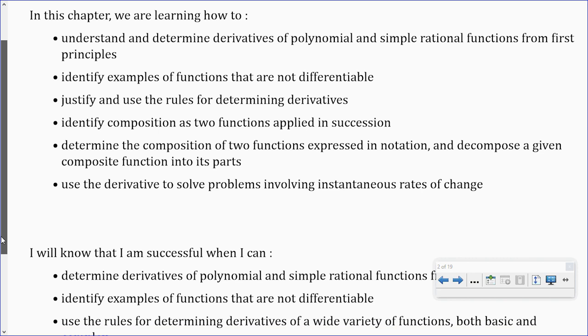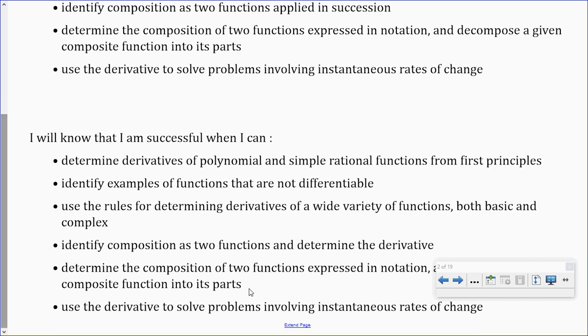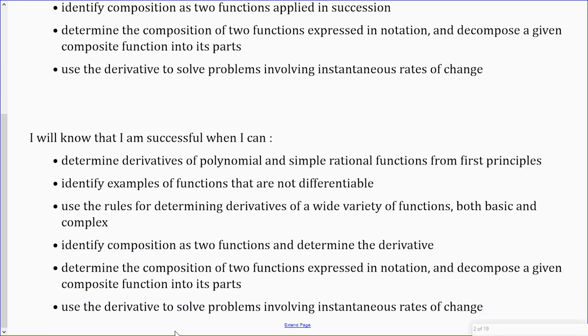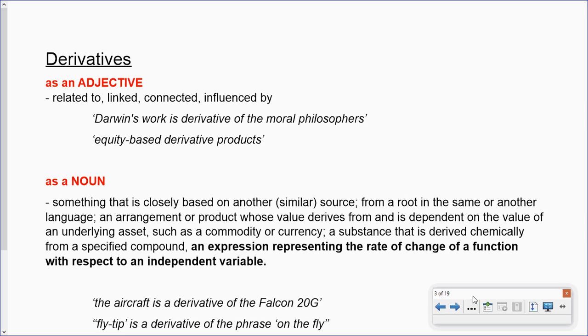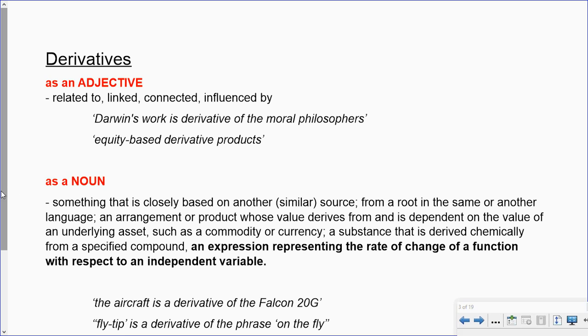And these learning goals will lead us to our success criteria, doing all of these things, understanding exactly just how they work. Okay, so let's get into talking about the concept of a derivative here. Derivative is a word that you're probably familiar with or might be quite common to you. Derivative is an adjective. It can be used to describe something that's related to or linked, connected. So some examples here: Darwin's work is derivative of moral philosophers, equity-based derivative products. These are things maybe you've heard derivative as an adjective used in these types of expressions.